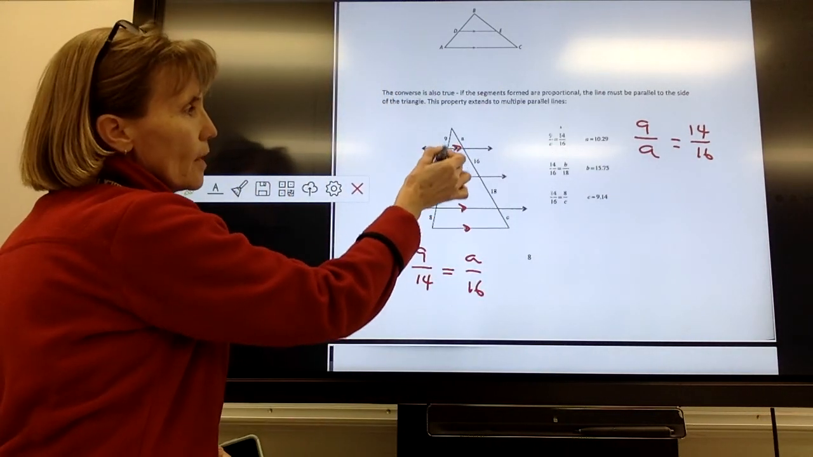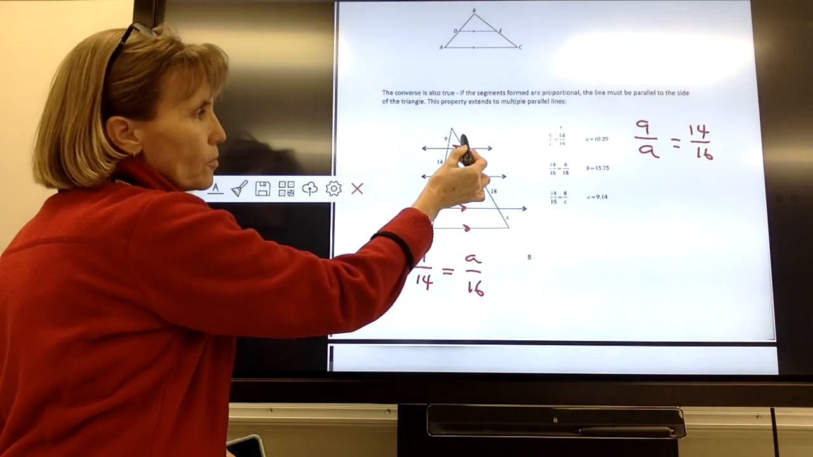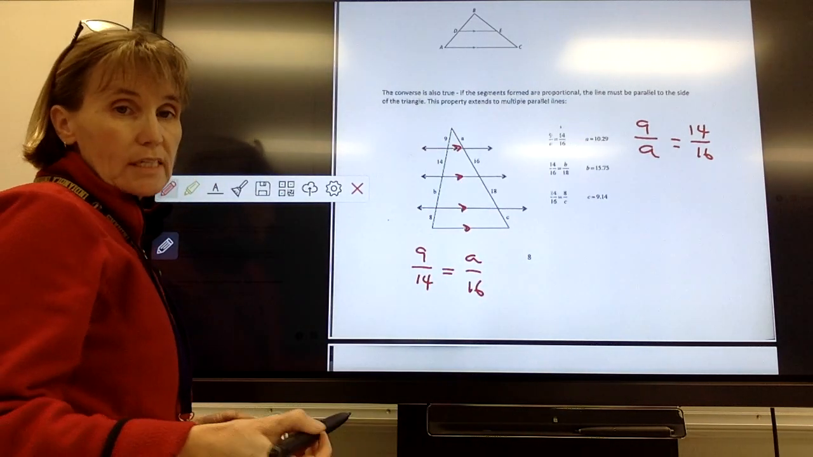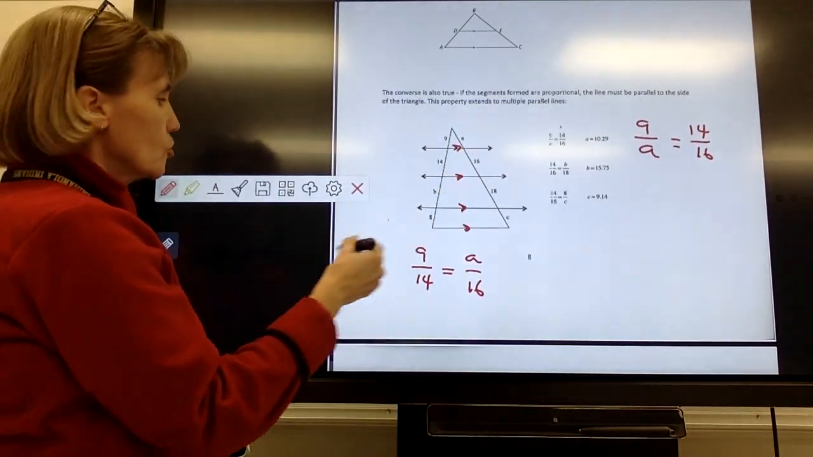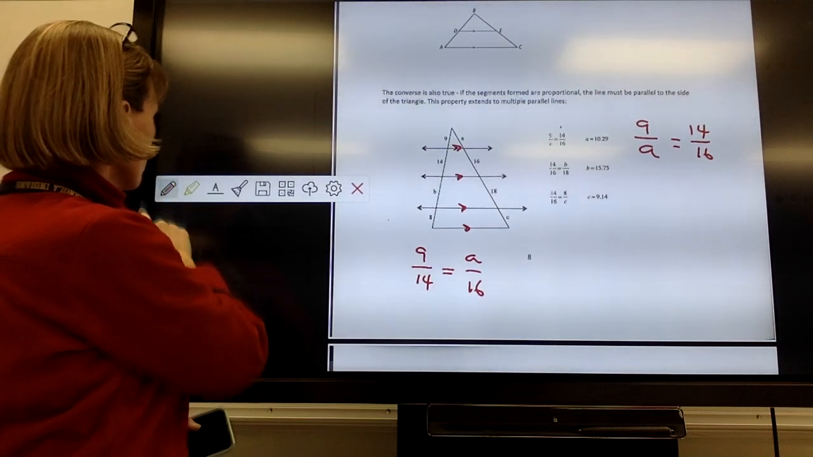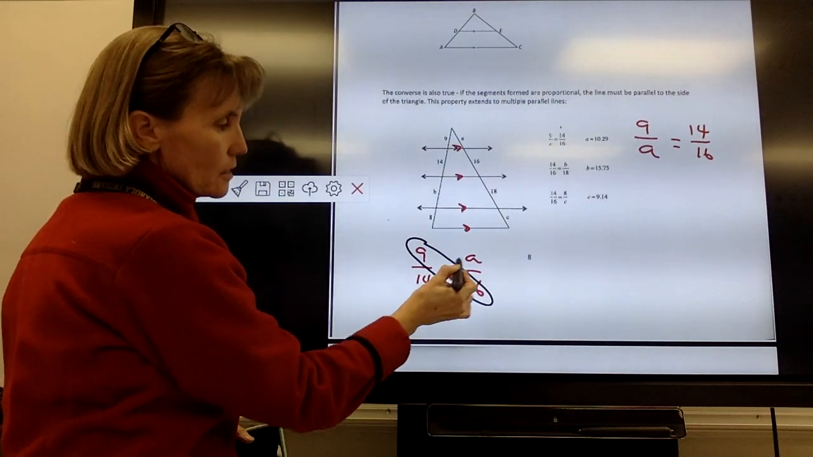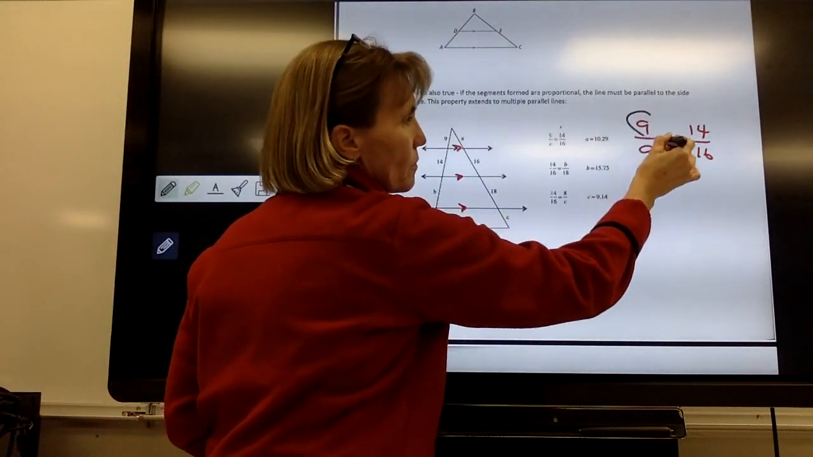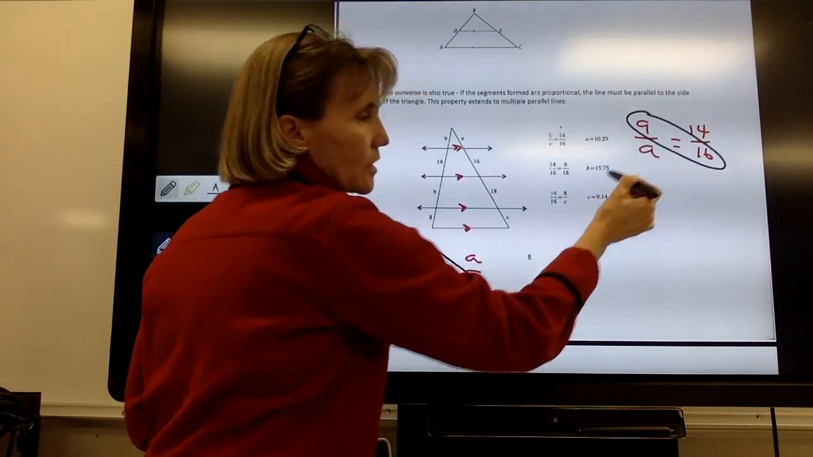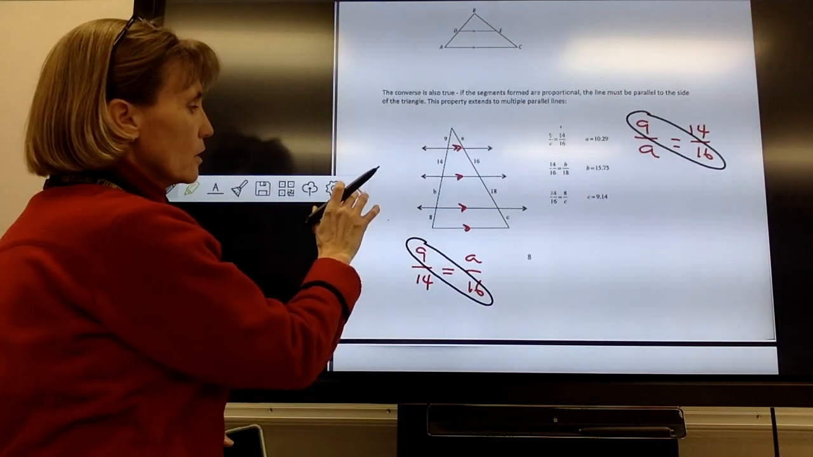You can also go up and down with that. The upper piece is 9 over 14, so that's in the numerator, put A over 16, the upper piece is in the numerator. So there are multiple ways that you can set this up, and the reason for that is if you look at the cross products of those two proportions, you get 9 times 16 is equal to 14 times A. It ends up being the same thing either way. You're still going to take 9 times 16 and set it equal to 14 times A. So there are a couple ways that you can set these problems up and still get the same result.